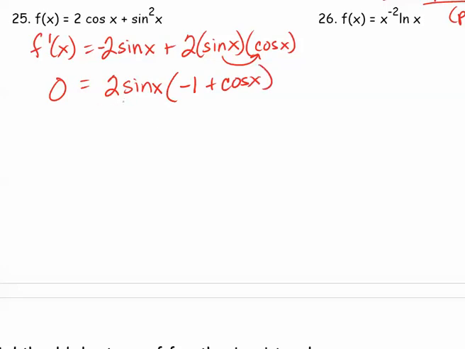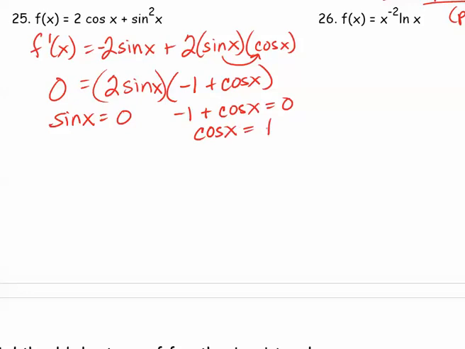So this is equal to 0 when sine of x is equal to 0, or when the other factor is equal to 0. So when you have two factors, when is the product equal to 0? When one or the other of the factors is equal to 0. So we can specify all of these values. Sine of x is equal to 0 at all values of n pi.